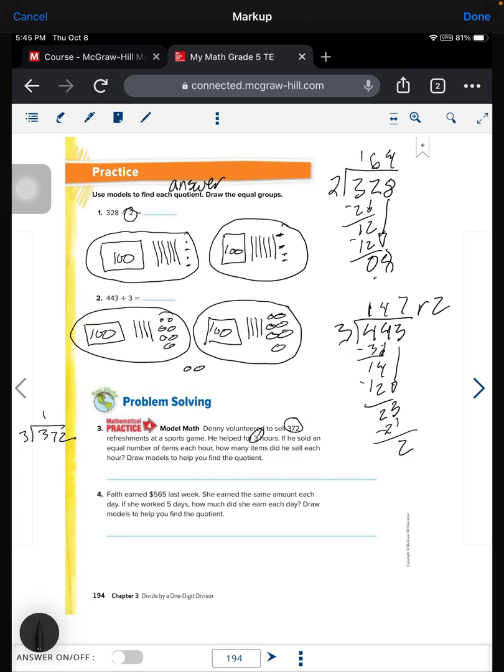3 will go into 3 once. 1 times 3 is 3. Bring down the 7. 3 will go into 7 twice. 2 times 3 is 6. Bring down the 2. 3 will go into 12 4 times. Okay, so we need to draw 3 groups, because that's how many our divisor is. 3 groups, and each group needs to look like this. There's a 100 bar, 2 10 bars, and 4 marshmallows.